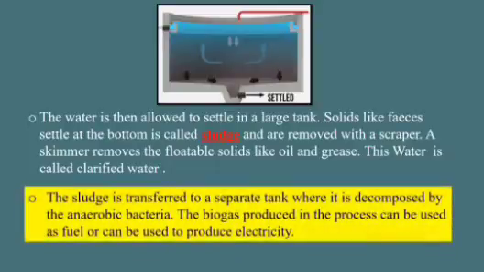The sludge which is produced is transferred to a separate tank where it is decomposed by anaerobic bacteria. The biogas which is produced in this process can be used as a fuel or can be used to produce electricity.